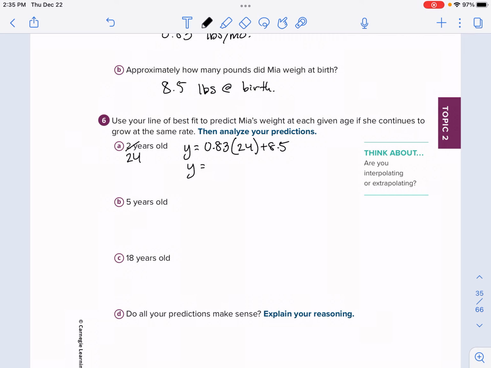So y is equal to, if you multiply, this is 19.92, so almost 20 pounds plus 8.5. And then if you add 8.5 here, this is 28.42 pounds when she's 24 months old, or 2 years old. Okay. So a 2-year-old weighing almost 30 pounds, I think that's probably like expected. But let's keep going here.